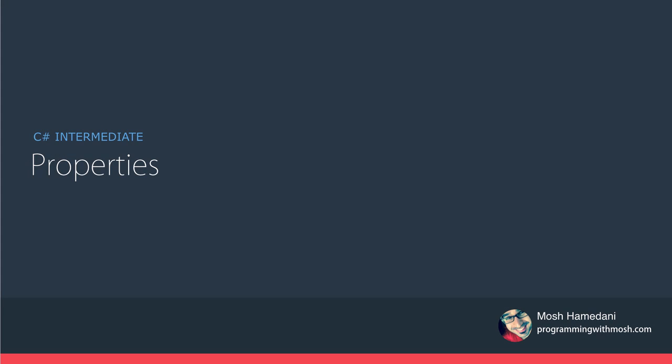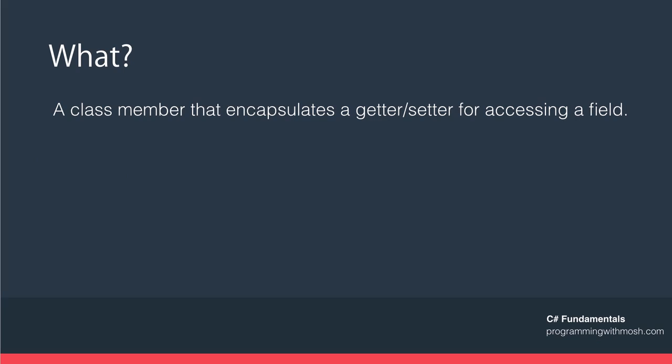In the last lecture, we talked about fields and encapsulation. You learned how to write a getter and a setter. In this lecture, we're going to continue that topic and see how properties can help us achieve the same thing with less code. So what is a property? A property is a class member that encapsulates a getter and a setter for accessing a field.